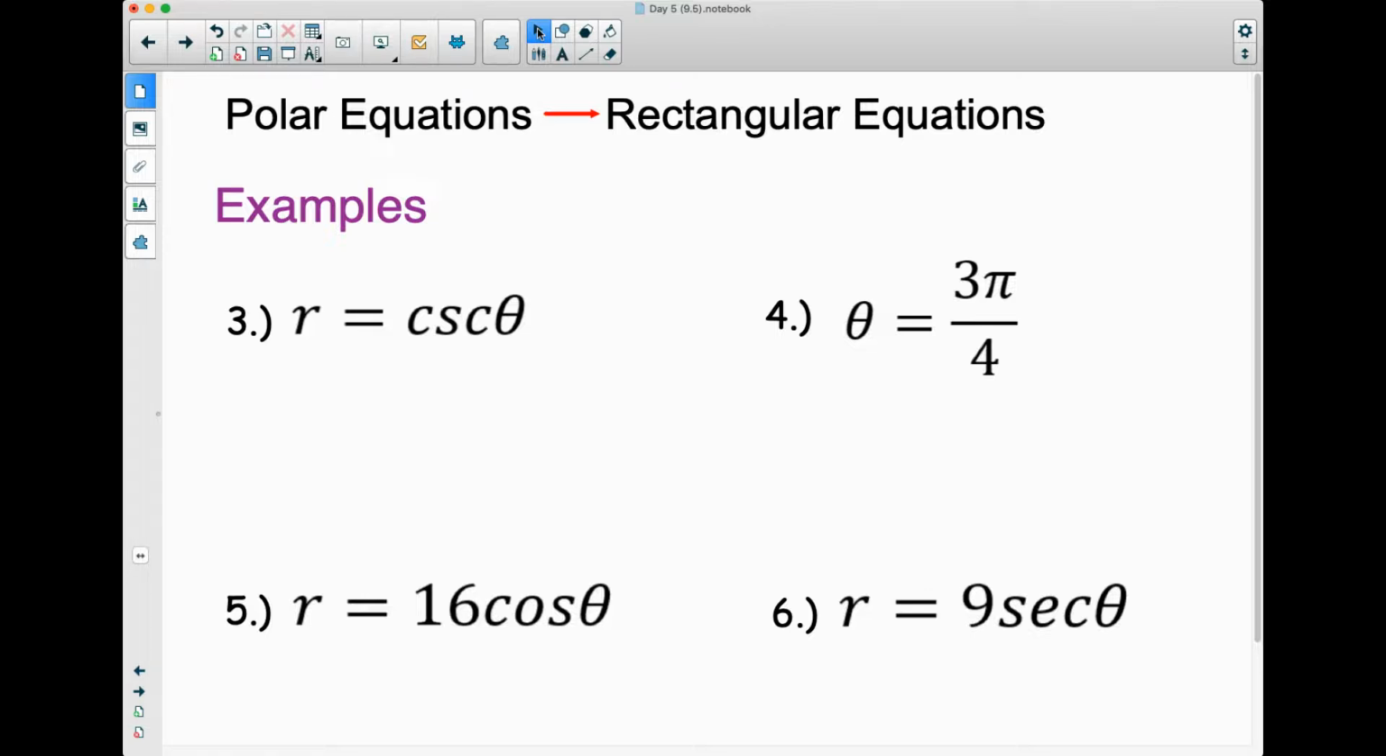It's another way to write cosecant. And if I multiply by sine on both sides, I get r sine theta is equal to 1. What's another way to say r sine theta? Y. Good.